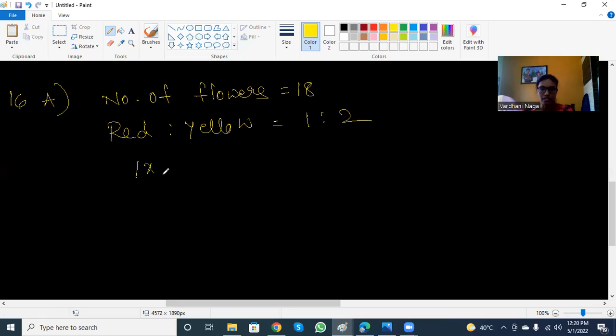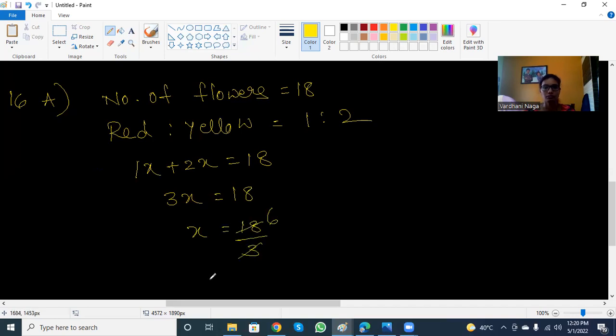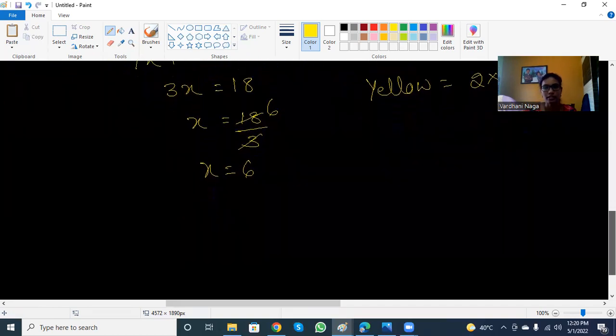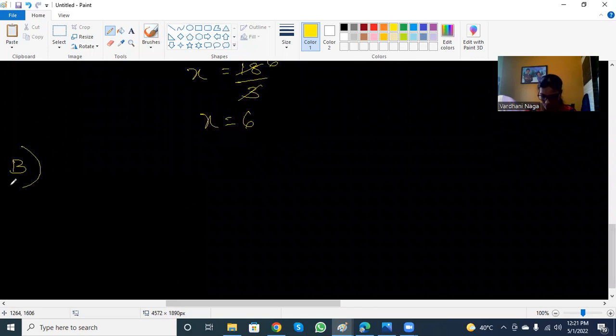So let's take 1x plus 2x is equal to the total number of flowers, 18. So 3x is equal to 18. So x is equal to 18 by 3, which is 6. Therefore, red flowers is one part, 1 into 6, each part is 6. Yellow is 2 parts, so 2 into 6, 12. That's 6 and 12. And write the following decimals in ascending order.